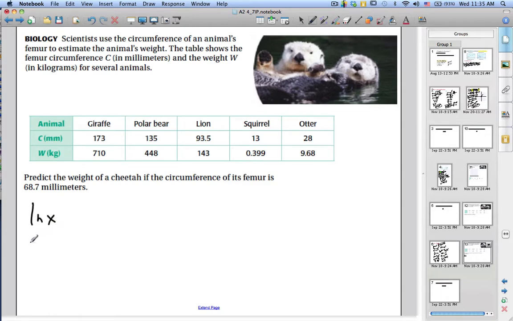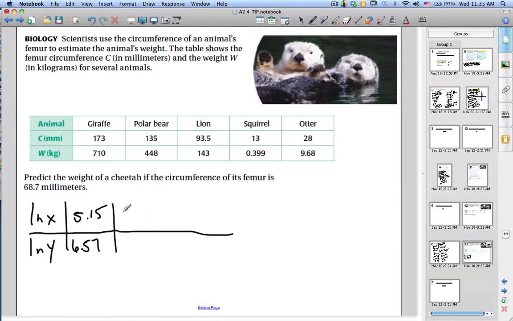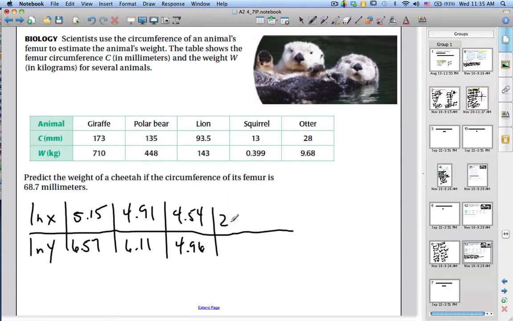Remember, we have to do the natural log of each of our values. Okay, and that's going to give me 5.15, 6.57. I did some prep work before launching into the lecture. 4.91, 6.11, 4.54, and 4.96.